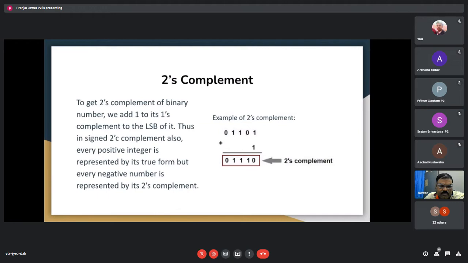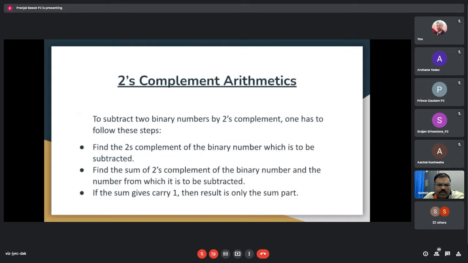For 2's complement, to get the 2's complement of a binary number, we add 1 to its ones complement. In 2's complement arithmetic, to subtract any two binary numbers by 2's complement, we first find the 2's complement of the binary number which is to be subtracted, and then we find the sum of the 2's complement of that binary number and the number from which it is to be subtracted. If there is a carry, it is discarded. Then the result is only the sum part.